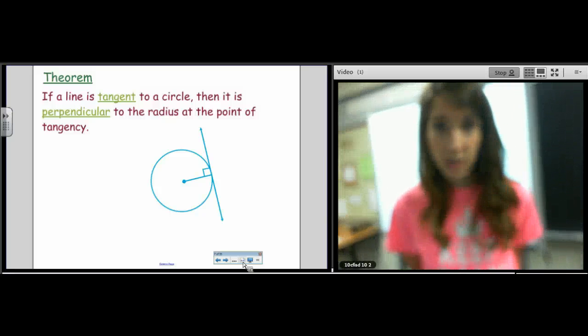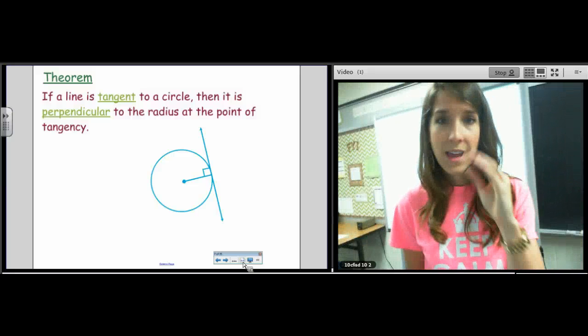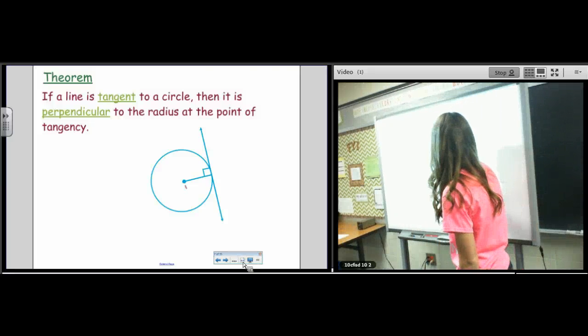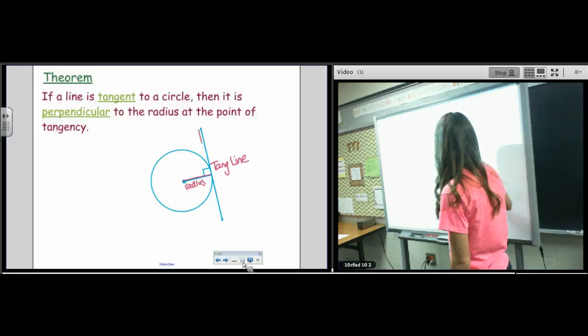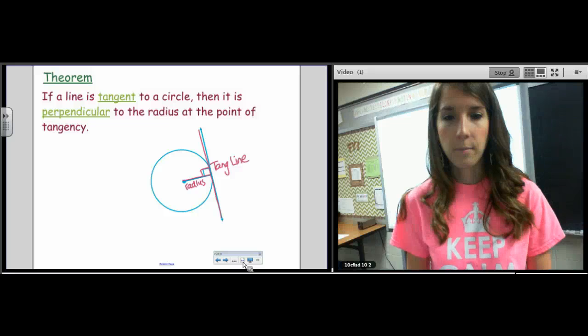But a reminder is that when you draw a tangent line, at the point of tangency it is perpendicular to the radius. So this is a radius of our circle. This is our tangent line. And when they intersect, every single time, you get a right angle. Every time.